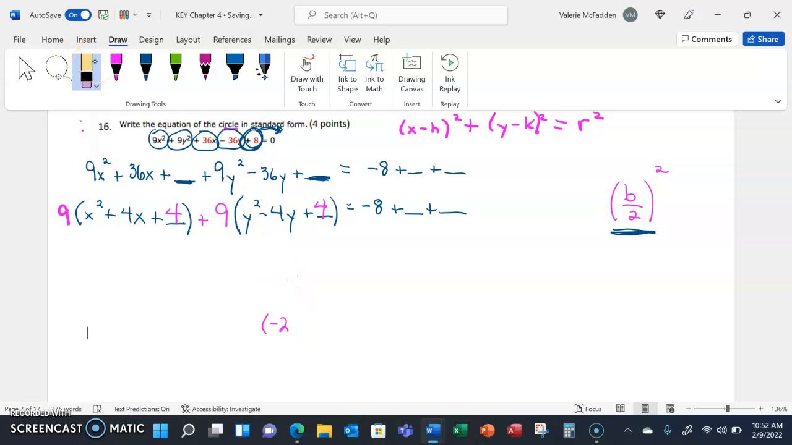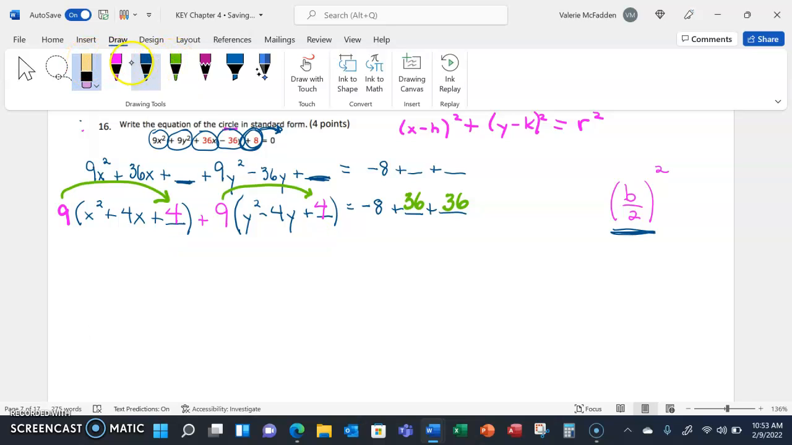Now, whatever we add to the left, we have to add to the right. When I get here, I always say, but did we just add 4? No. Everything inside is being multiplied by 9. So we really added 36 to the left side, so we have to add 36 to the right side. And same thing here. Did we really just add 4? No. Everything inside parentheses is multiplied by 9. So we really added 36 to the left side, so we have to add 36 to the right side.